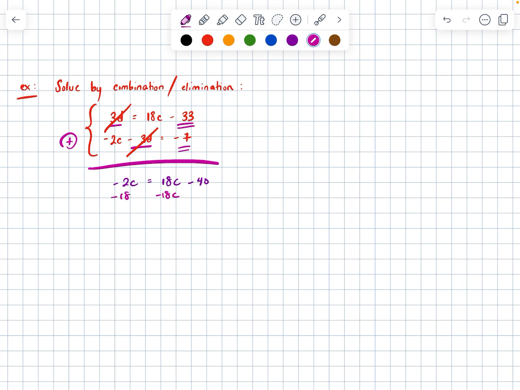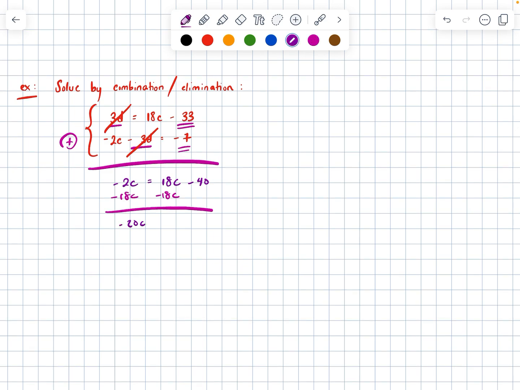Cool. And from here, all I need to do is get c by itself. This is also, by the way, a system of equations that we've solved already, so we should know its solution, but let's find it again. Negative 2c minus 18c, well, that's negative 20c is equal to negative 40. Dividing both sides by negative 20, that shows us that c is equal to 2.